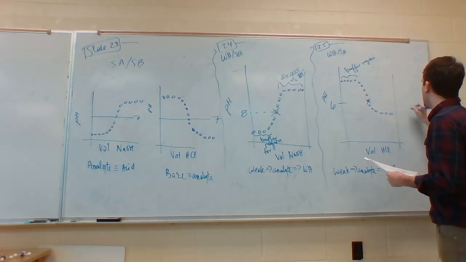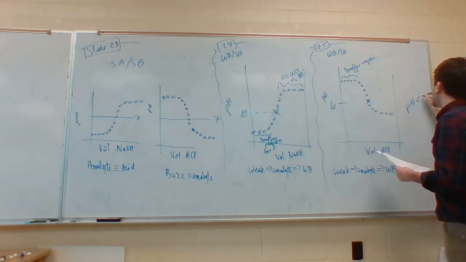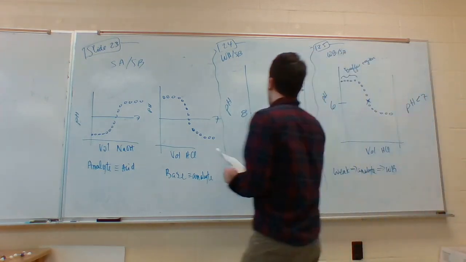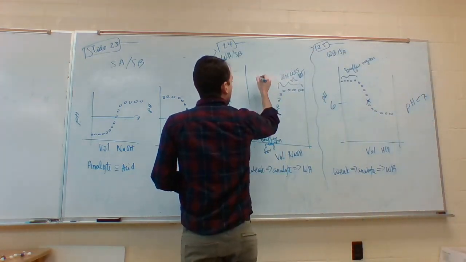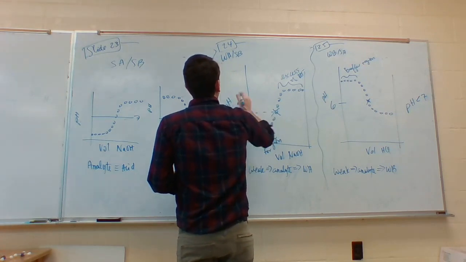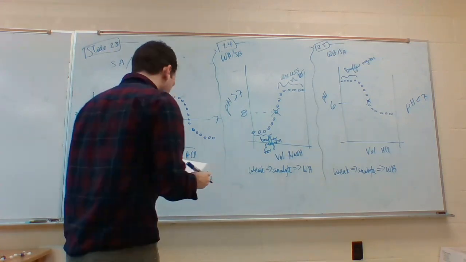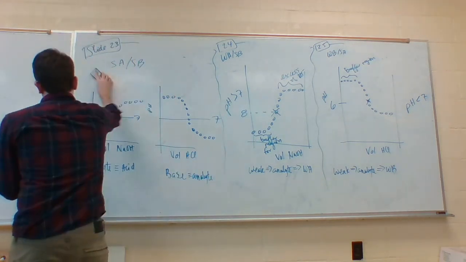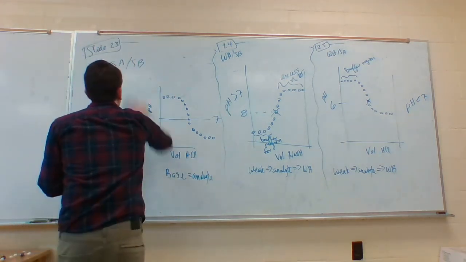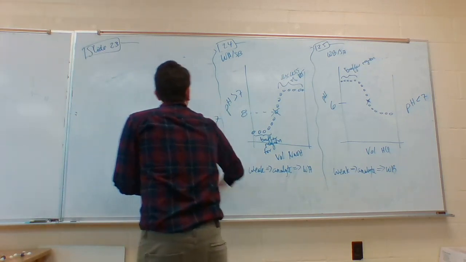Okay, so again, the pH for a weak base, strong acid titration is going to be less than 7, and the pH for a weak acid, strong base titration is going to be greater than 7. All right? Now, how are we going to tell when we have reached our equivalence point?